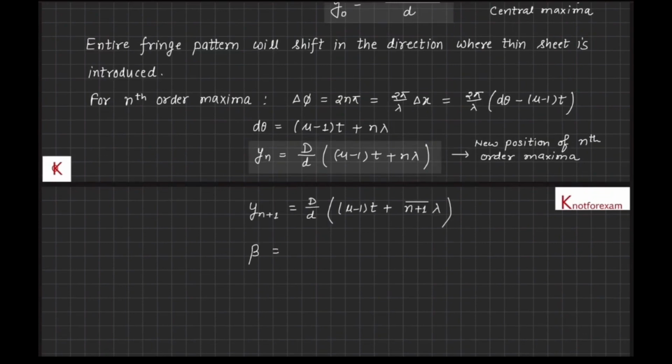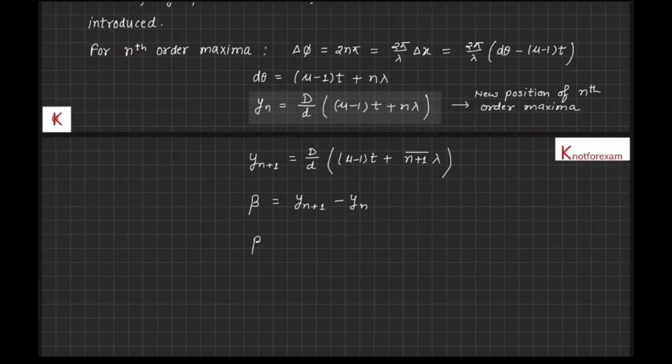And the fringe width beta will be yn plus 1 minus yn, that will be equal to lambda D upon d, which will remain unchanged.